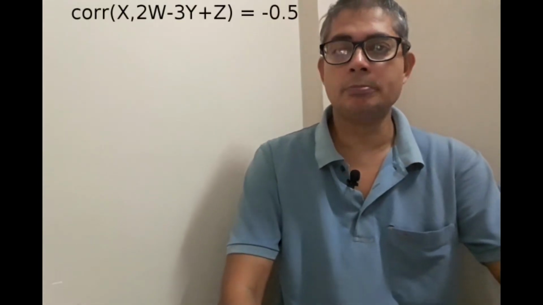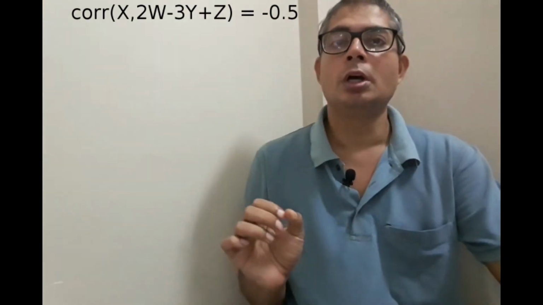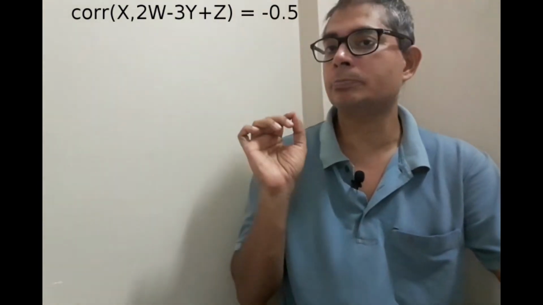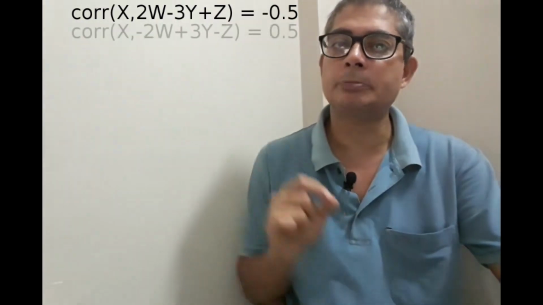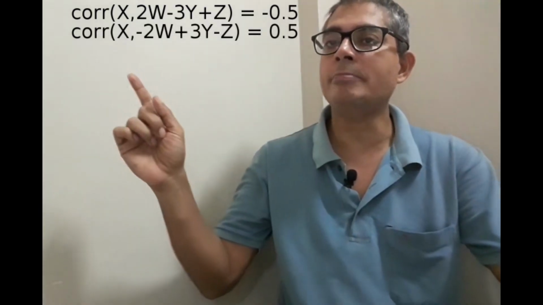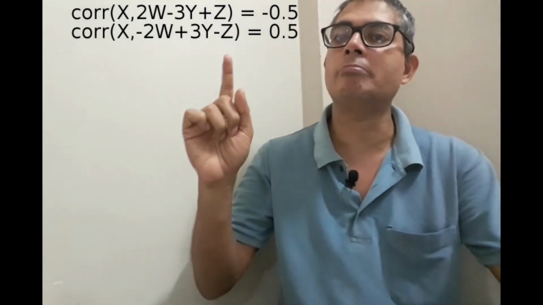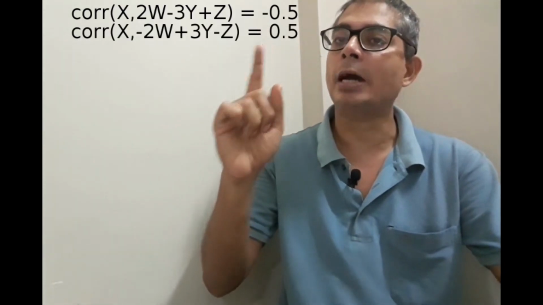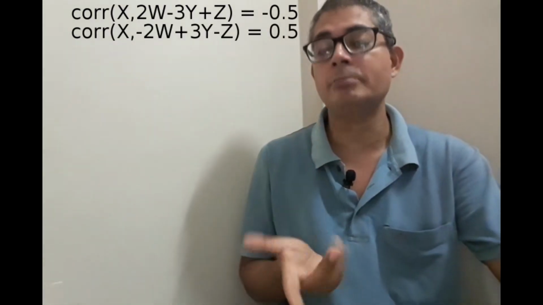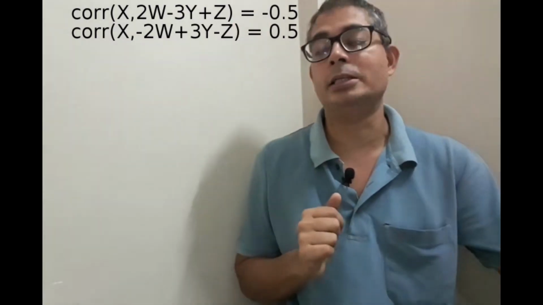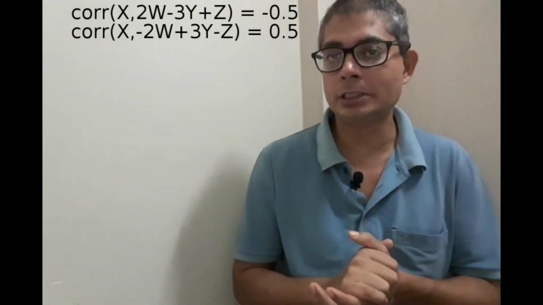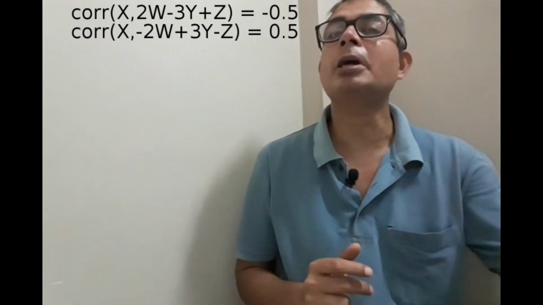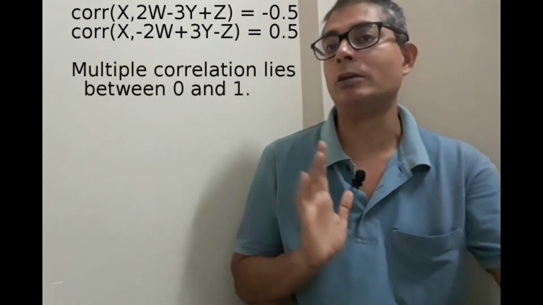No, it cannot be the maximum, because if correlation between x and 2w minus 3y plus z is minus 0.5, then just flip the signs here. Flip the signs in this part to get correlation between the same x and minus 2w plus 3y minus z to be just minus of minus 0.5, which is plus 0.5, and that is bigger than your minus 0.5. From this, you should be able to see that multiple correlation can never be negative. It must always lie between 0 and 1.